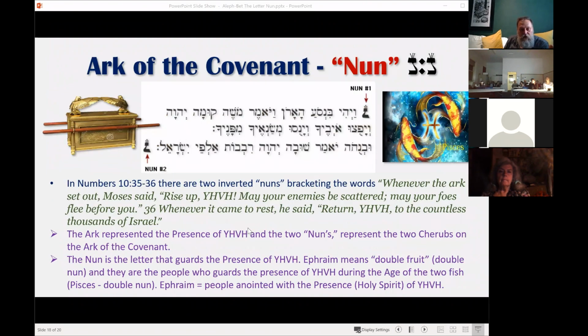And to the presence of Yahweh, all connected to the Nun. What's also interesting is that the double Nun, as we saw in the Torah study, is the two fish of Pisces. And Pisces is the 1,000-year period called the Age of the Gentiles. And the Age of the Gentiles is basically where Ephraim, which is a picture of Christians or followers of Messiah, go out into the world and bring the nations in.